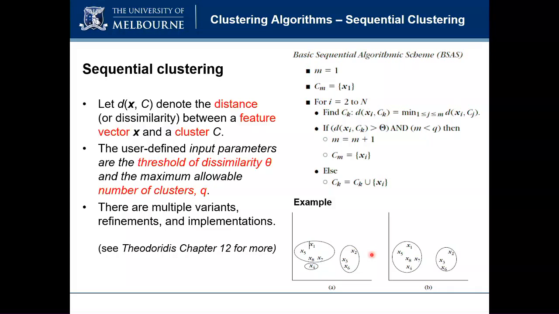I could have included it in the workshop, but I didn't. That's okay. So at least you know about sequential clustering.